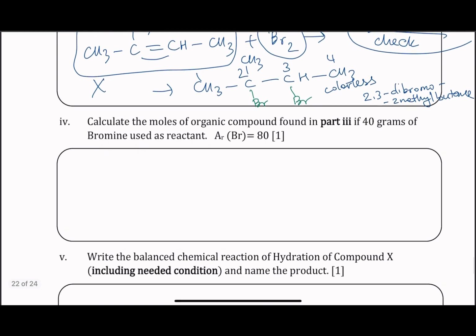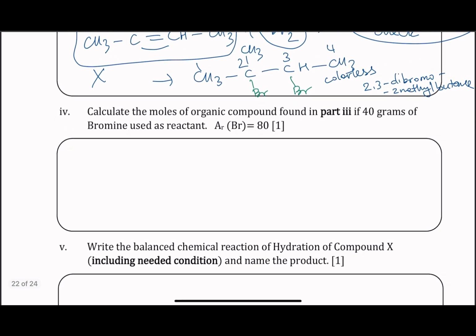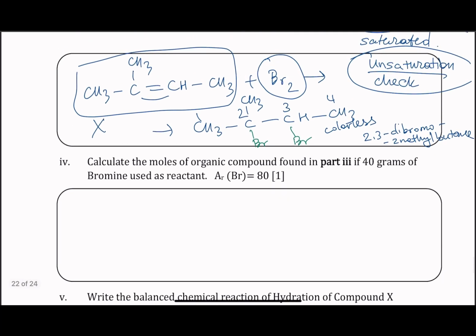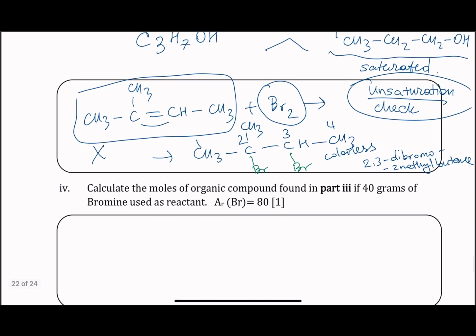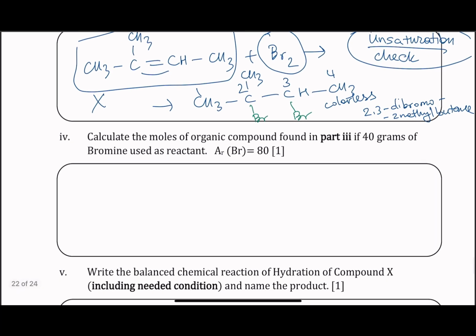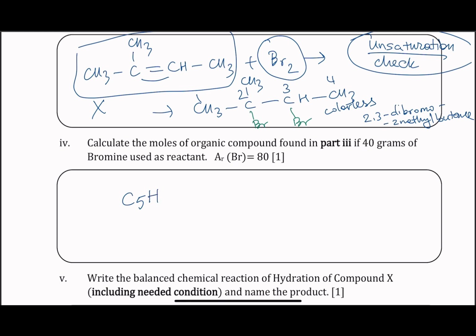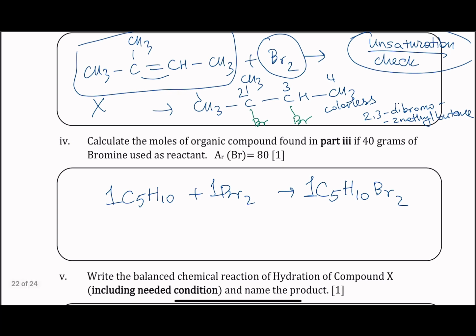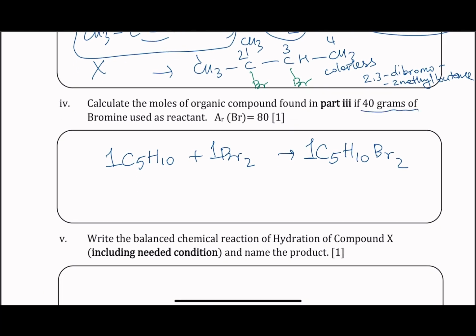Then it is asking us to calculate the moles of the organic compound found in part 3 for 40 grams of bromine used. If I write just a molecular formula of what we have here, C5H10, and I add bromine to it, the product is C5H10Br2, right? So everything is a 1 to 1 molar ratio. If I add 40 grams of bromine, shown here as Br2, the molar mass of Br2 would be 80 multiplied by 2, which is 160 grams.